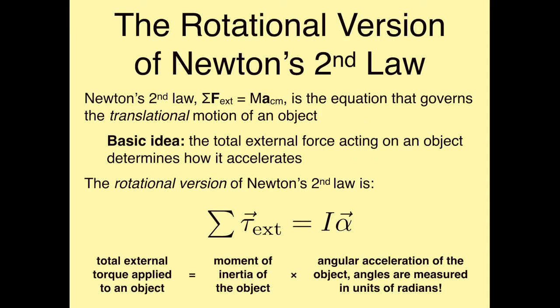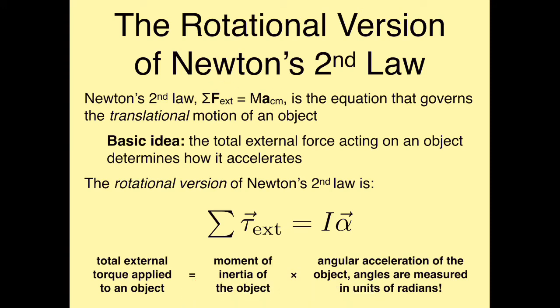So remember, Newton's second law, as we've come to understand it, says that the net external force acting on an object is equal to the mass of that object times the acceleration of the object. And in particular, we're talking about the acceleration of the center of mass of the object, as we learned back in chapter 9. So this equation is what governs the translational motion of an object. So the idea is, if you know the outside forces acting on your object, you can calculate its acceleration. If you know all the forces, you can calculate a.